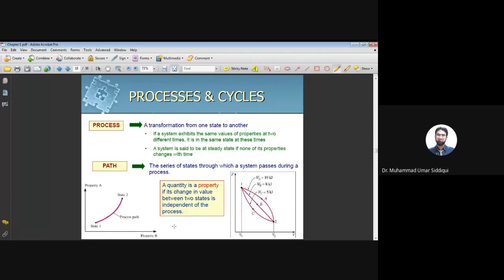Okay, so let's say I had a system, it has a specific temperature, pressure, and all the properties, but now let's say that the temperature is changing from one to two, so we have a change in temperature. So when we have a change in temperature, we say that the state is changed from one to two, and this process of change of a state is basically a process.